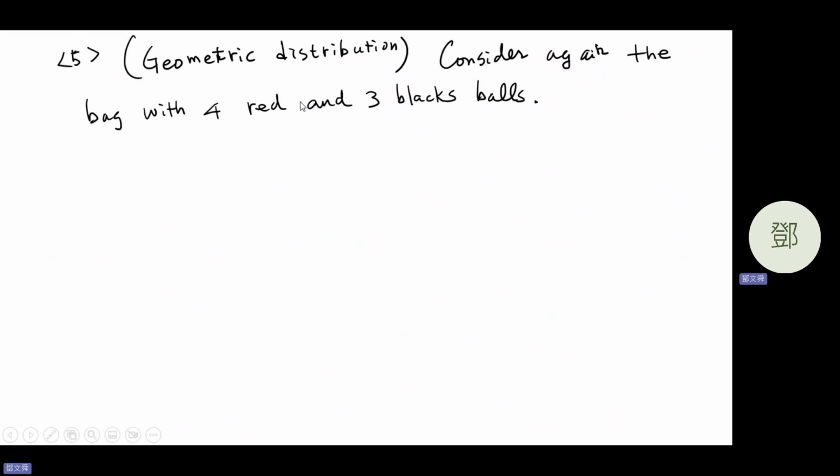Such an experiment is called a geometric experiment. The experiment is done like failure, failure, success, stop. We will come back to the experiment later. 10-minute break. Any question with your examination last night? You are doing great.